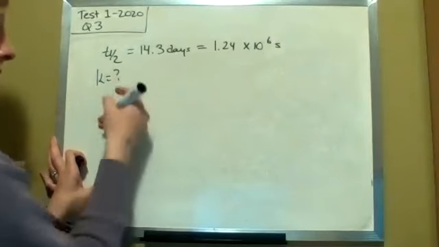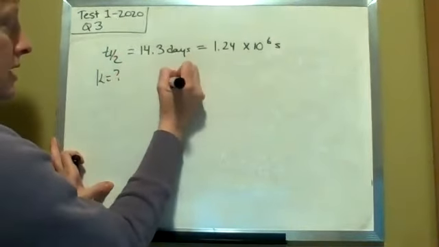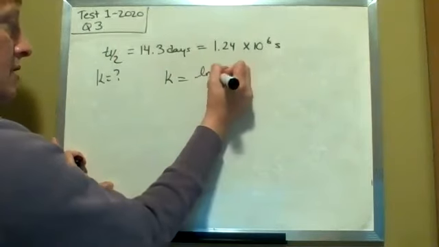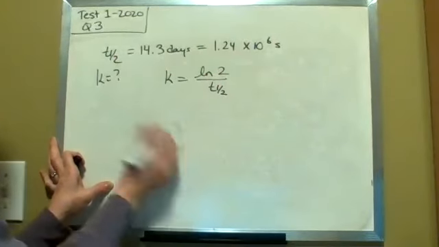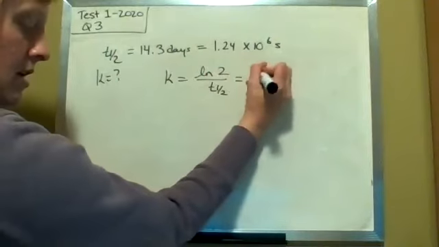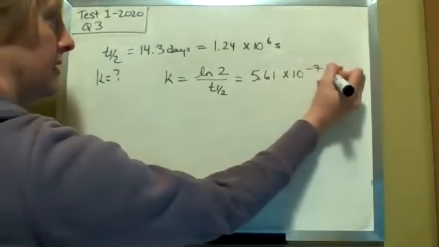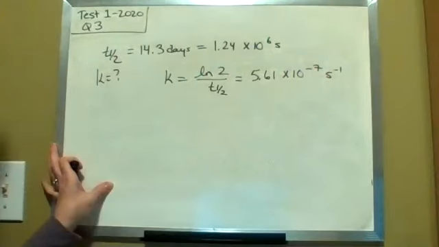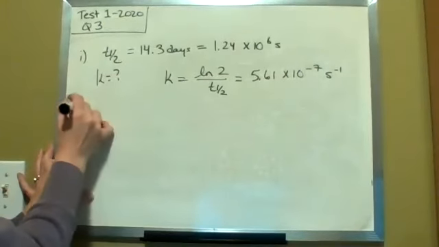For your equation that relates half-life and k, remember this is a first order process, all nuclear decays. k equals ln 2 over t 1/2. So when you sub everything in here, you're going to end up with 5.61 times 10 to the -7 seconds to the -1. This was part I.